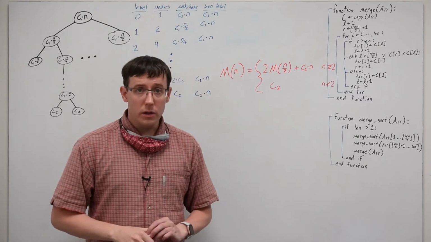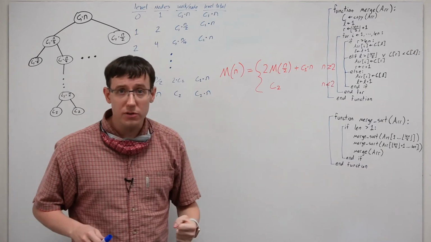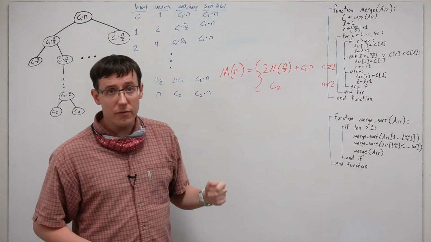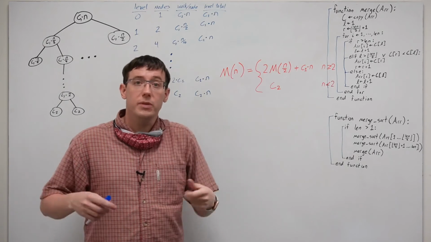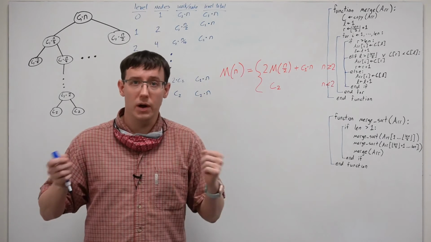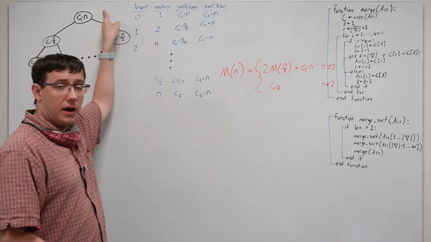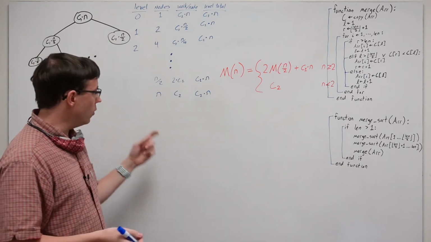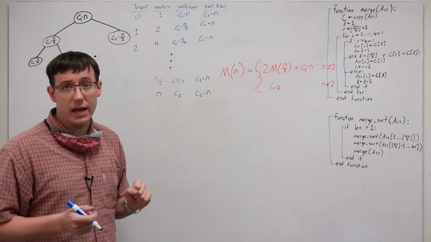And now our goal is to add up the work done across all of the levels to figure out the total amount of work done by the algorithm. And since at every level but the last we are doing C1 times n amount of work, we simply need to figure out how many levels there are, and then we can multiply that by C1n. Well, if we started from an array of size n at the top and split it in half every time, we get to arrays of size 1 after log base 2 of n levels.